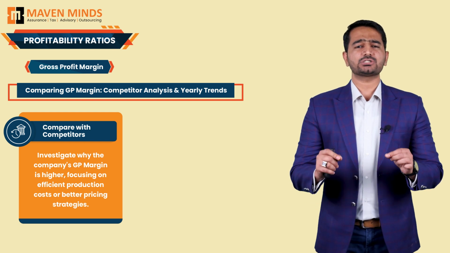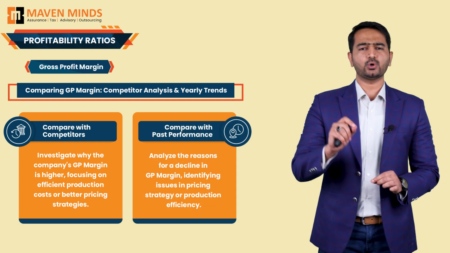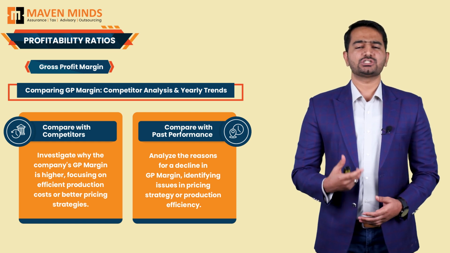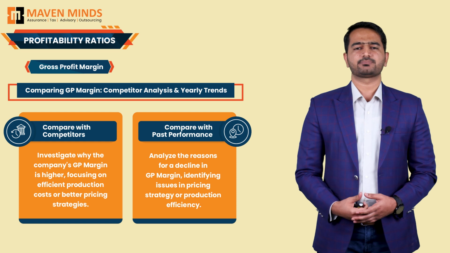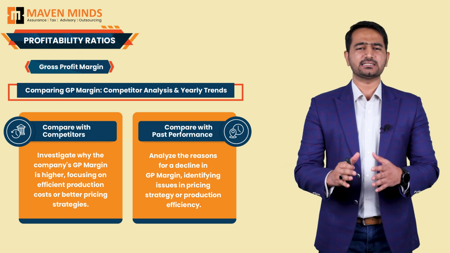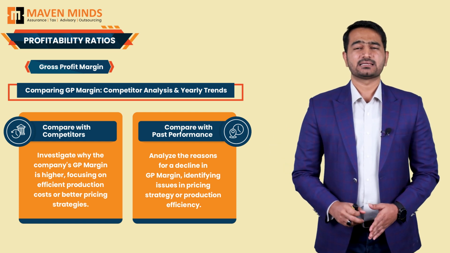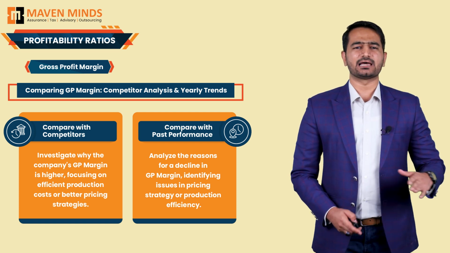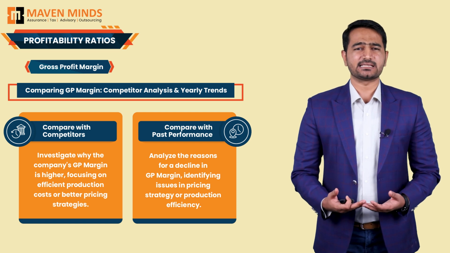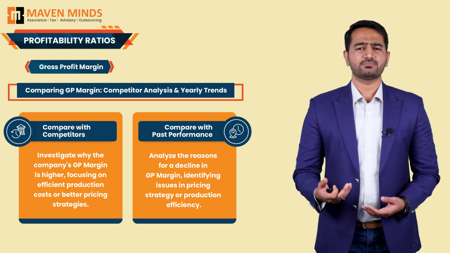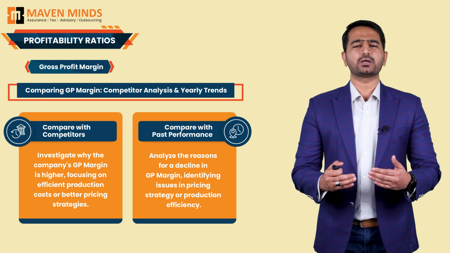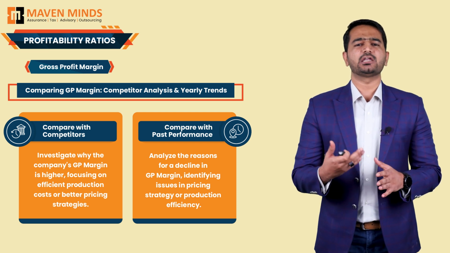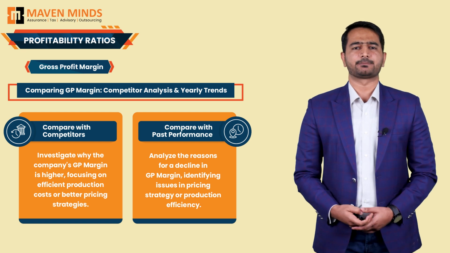Similarly, comparing your GP margin with past performance of your own company is also insightful. For example, if your GP margin was 10% last year and it has dropped to 5% this year, it's a red flag. Something is wrong and you need to analyze why GP margin is declining. This comparison indicates that something in the pricing strategy or production might not be working as effectively as before, and this should be investigated to identify the potential reason for such decline.